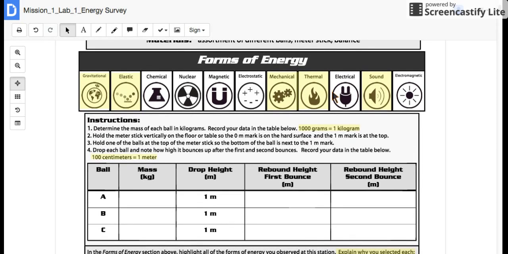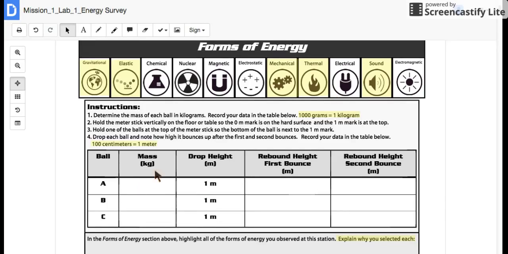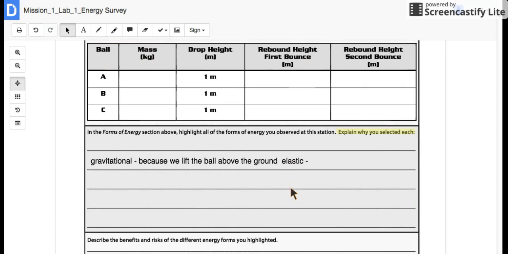First off, make sure that you put in your answer in kilograms, not grams. So you take the number of grams and divide it by 1,000. That'll make the conversion. And here it needs to be in meters, not centimeters. So you take the number of centimeters and divide by 100, and that will give you your meters.